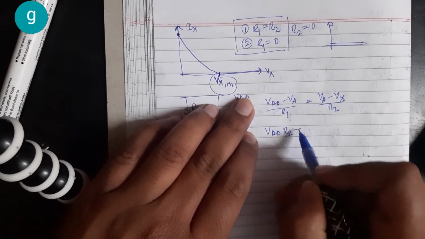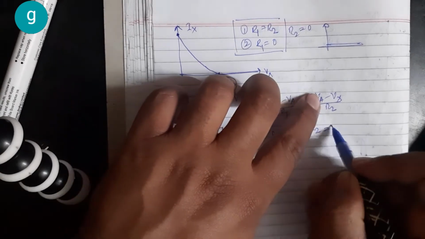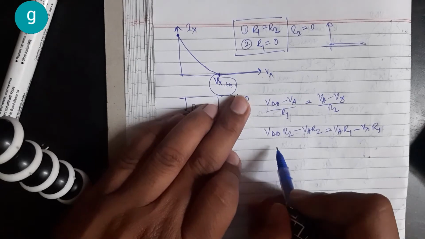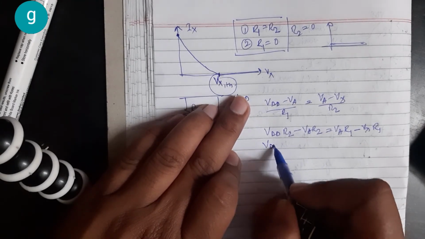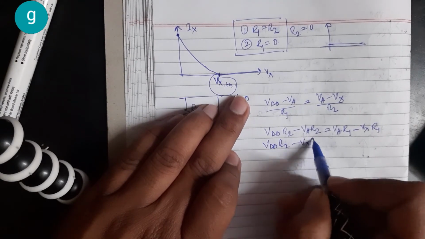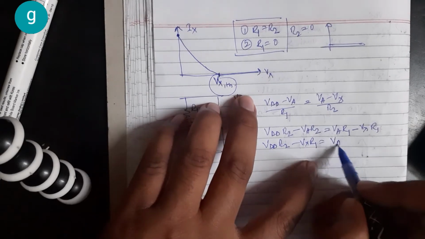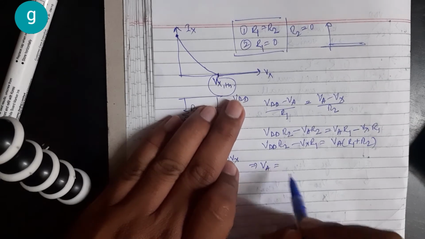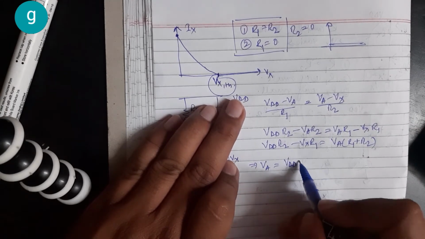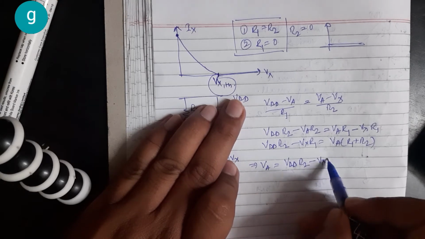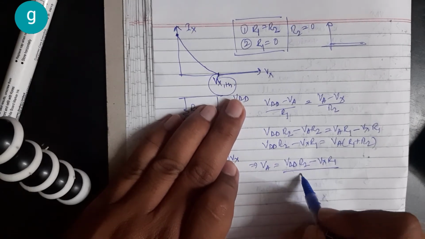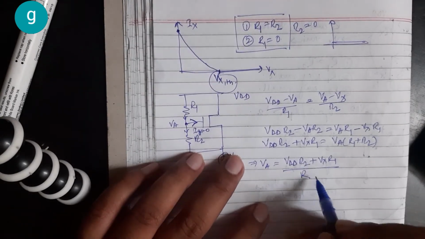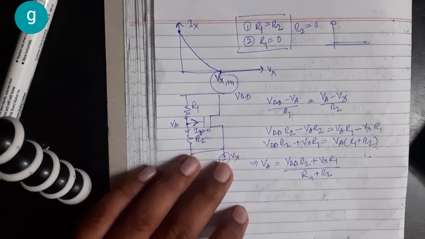So VDD R2 minus VA R2 equals VA R1 minus Vx R1. VDD R2 plus Vx R1 equals VA times R1 plus R2. VA equals VDD R2 plus Vx R1 by R1 plus R2.